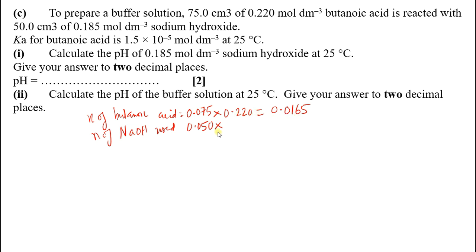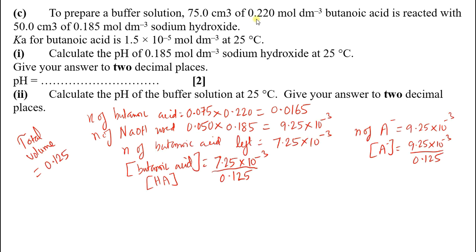n of sodium hydroxide would be, now we've got the volume here and the concentration of sodium hydroxide is given here, 0.185. Okay, so where are we now? I've added a few more bits to this. So the concentration of butanoic acid is that 7.25, which is the moles of the butanoic acid that's left after partially getting neutralized by sodium hydroxide, divided by the volume, and that gives you the concentration of butanoic acid here. So I need to work that out.